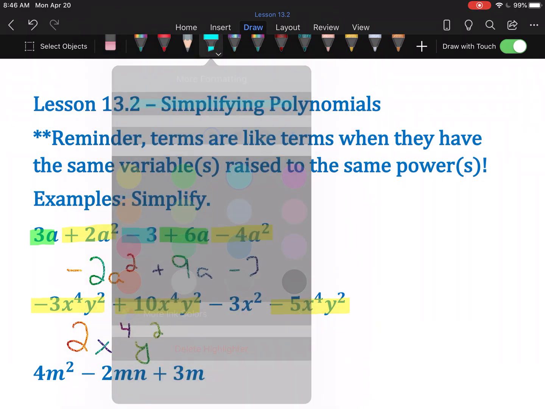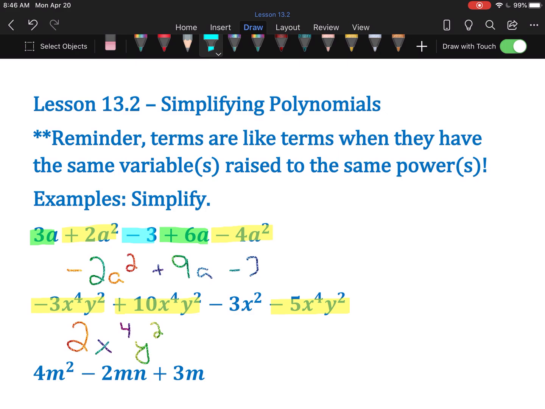And again, we did that first because x to the fourth y squared has big exponents. They have a degree of 6 in total. And that's much bigger than the degree of 2 on this leftover term by itself. Which, by the way, we can't forget that leftover term. He has to come along to be part of the answer, negative 3x squared.